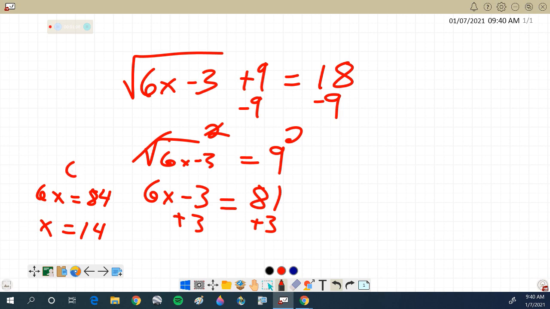How did I do that so fast in my head? I broke 84 into 60 and 24. How many 6's are in that? 10. How many 6's are in that? 4. So there must be 14 total. Okay?